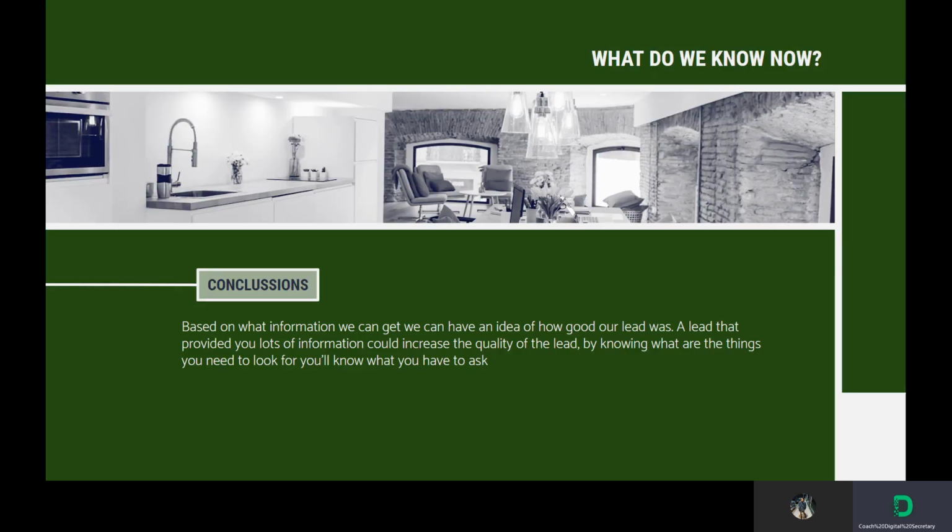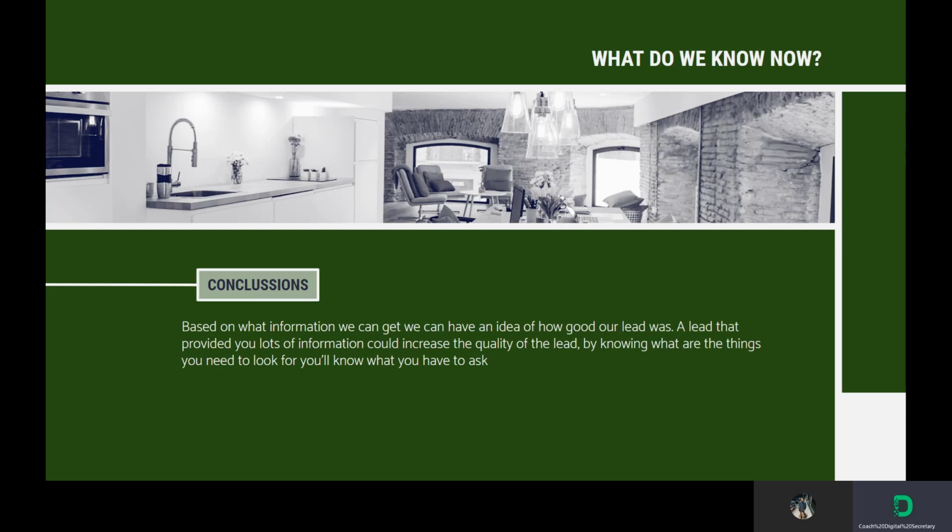Okay? Now, based on all of this, what do we know now? Based on the information that we can get, we can have an idea of how good our lead was. A lead that provides you lots of information could increase the quality of the lead. By knowing what are the things you need to look for, you'll know what you have to ask. There are many examples that I can give you.